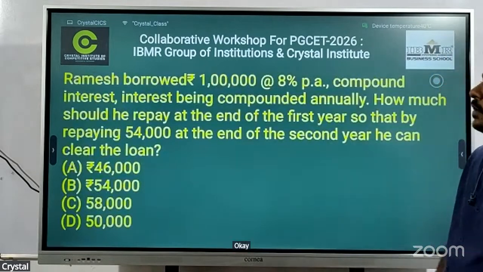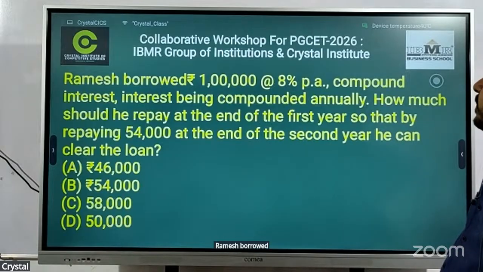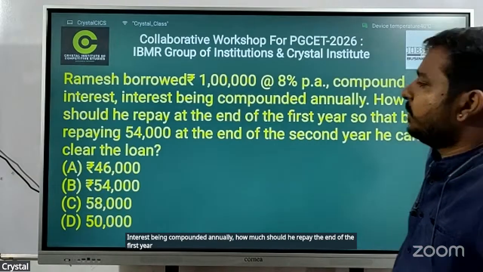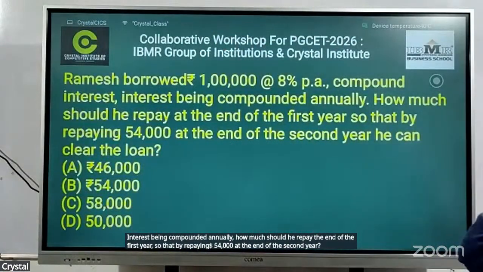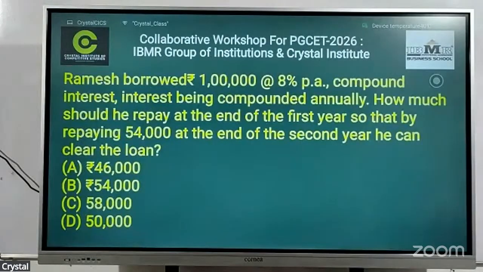Okay, next. Ramesh borrowed 1 lakh rupees at 8% compound interest. Interest being compounded annually, how much should he repay at the end of the first year, so that by repaying 54,000 at the end of the second year, the loan is cleared? Try to solve this.